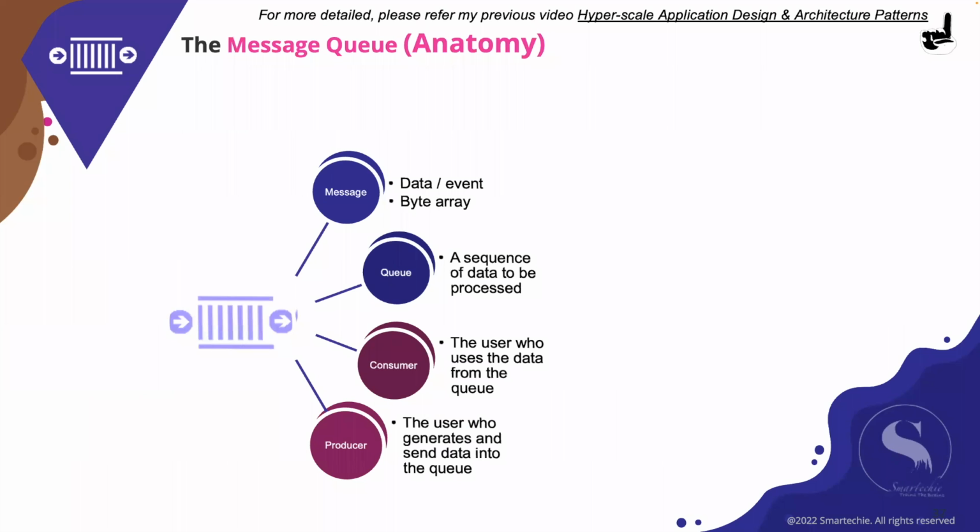If you see the anatomy of a message queue, it comes with four different components. One is the message, and the other one is the queue, and the most important users of the message queue are the producers and the consumers. The producer uses the queue to publish the data or event, and the consumer uses the queue to retrieve the event from the queue itself.